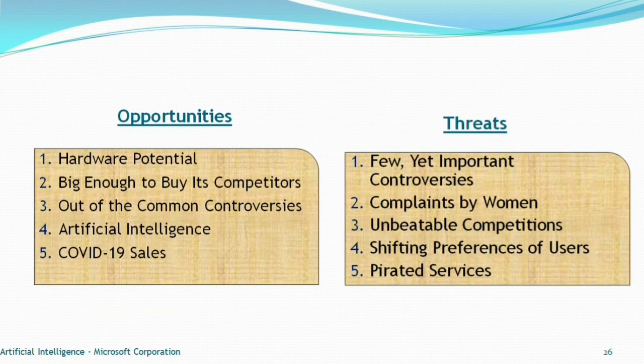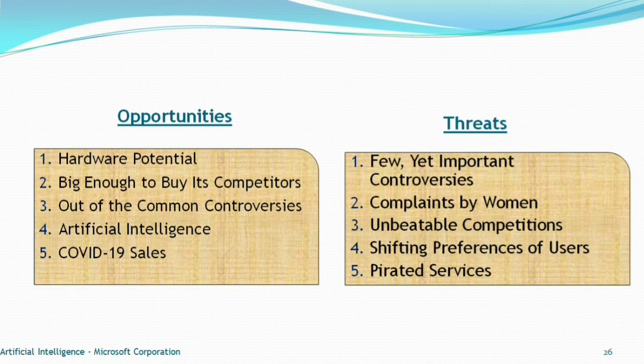The opportunities for Microsoft include hardware potential to create its own hardware for its devices. It is starting to develop its own hardware products such as Surface Pro laptops, etc. It is also big enough to buy out its competitors such as HCL, Apple, etc. It does not have many common controversies, but it has controversies such as complaints by women, toxic behavior by men at the company. It also has an advantage in the field of artificial intelligence. Also, in recent times, due to COVID-19, it has improved its sales across the world.